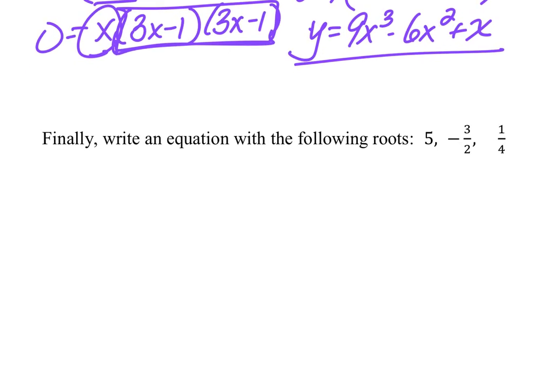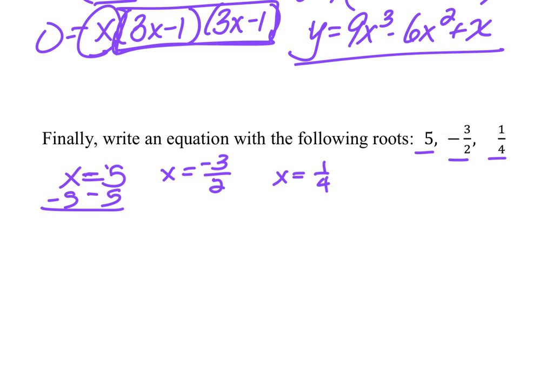We'll do one more example. And the fun, it never ends. So we have 3 roots, 5, negative 3/2, and 1/4. So x equals 5 is 1. X equals negative 3 over 2. Remember, I put that negative on the top. And x equals 1/4. So x equals 5, that's the easy one.